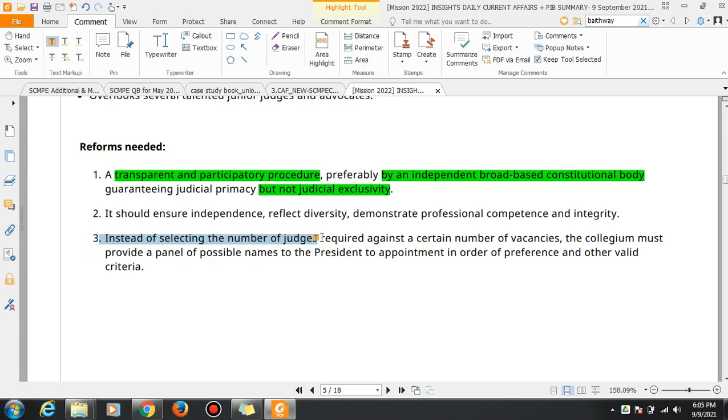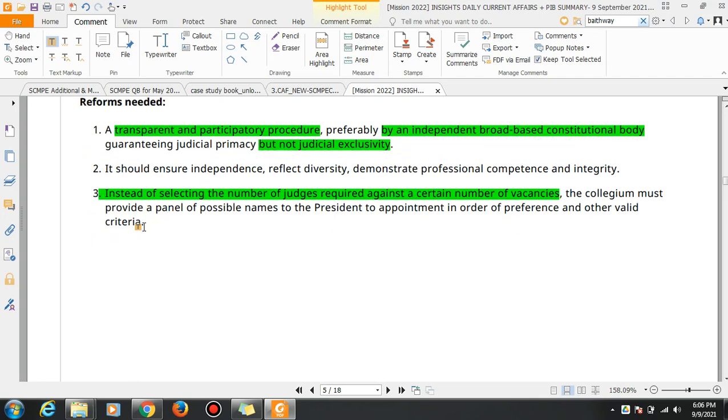Instead of selecting the number of judges required against a certain number of vacancies, the Collegium must provide a panel of possible names to the President for the appointment, in order of preference and other valid criteria.